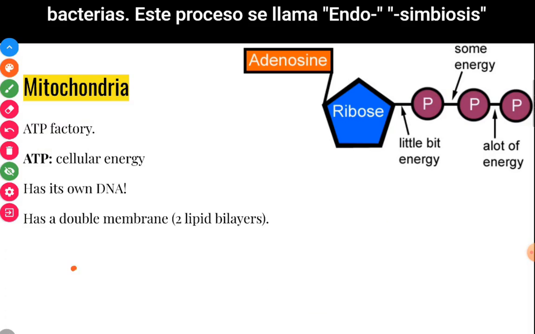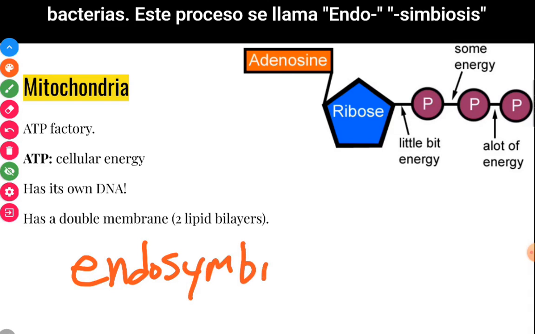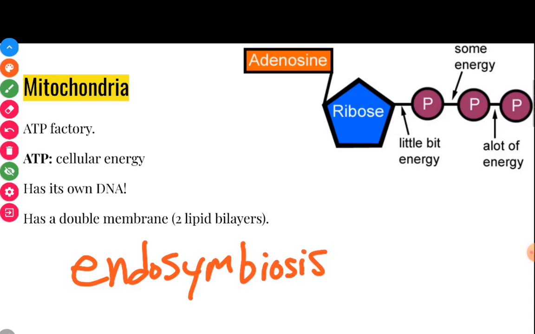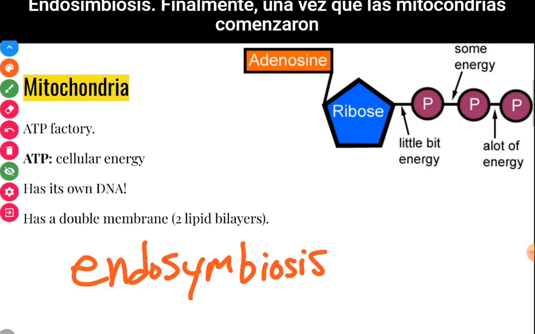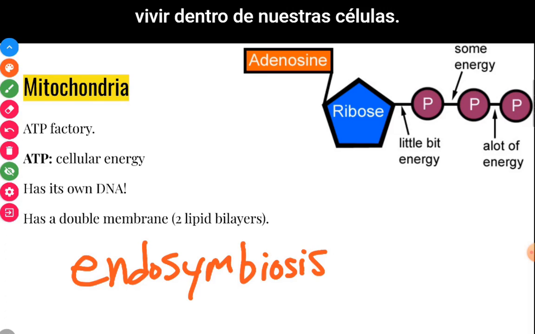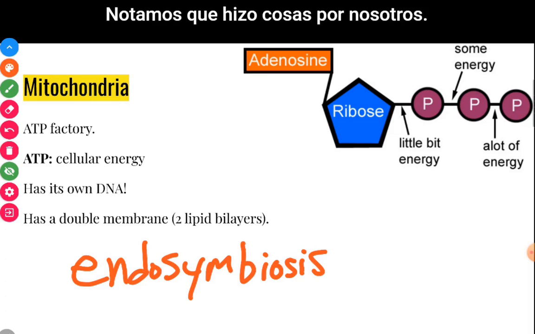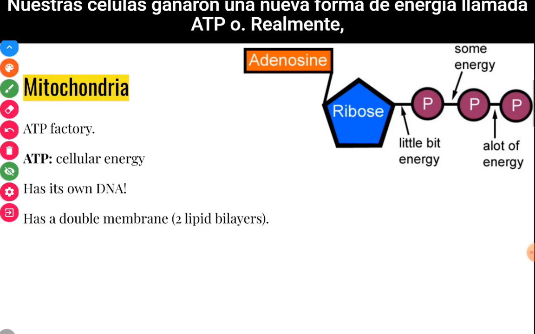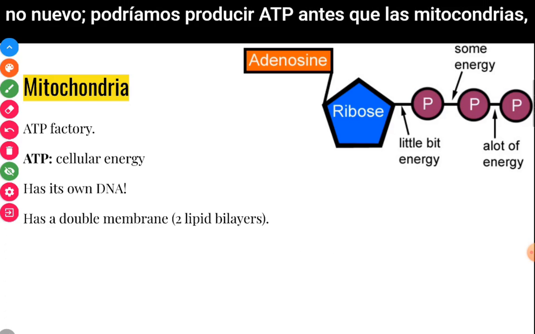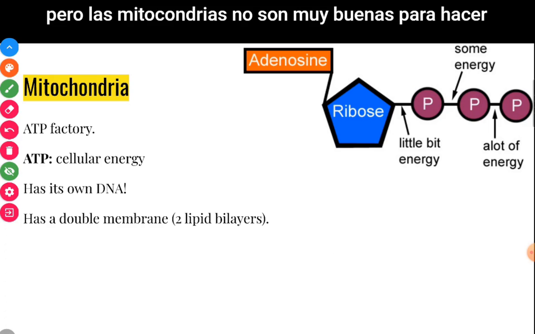This process is called symbiosis. Endosymbiosis. Eventually, once that mitochondria started to live inside of our cells, we noticed that it did things for us. Our cells gained a new form of energy called ATP. Or actually not new. We could make ATP before the mitochondria, but just not very well.